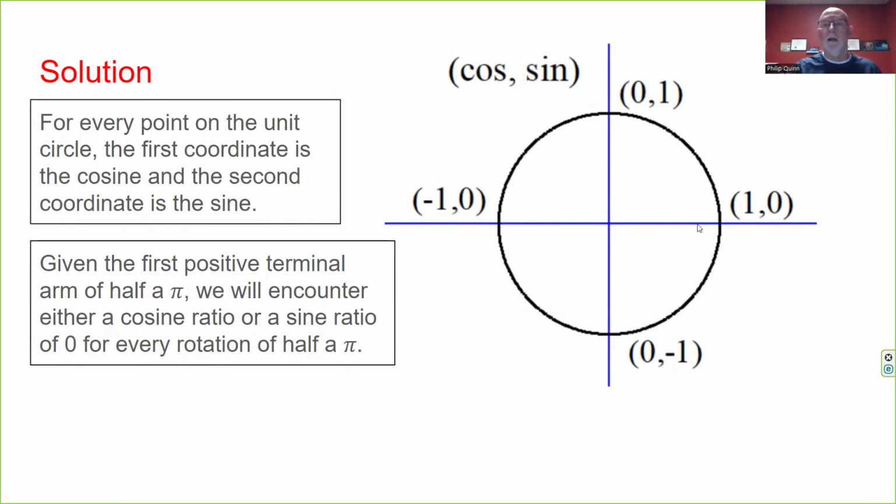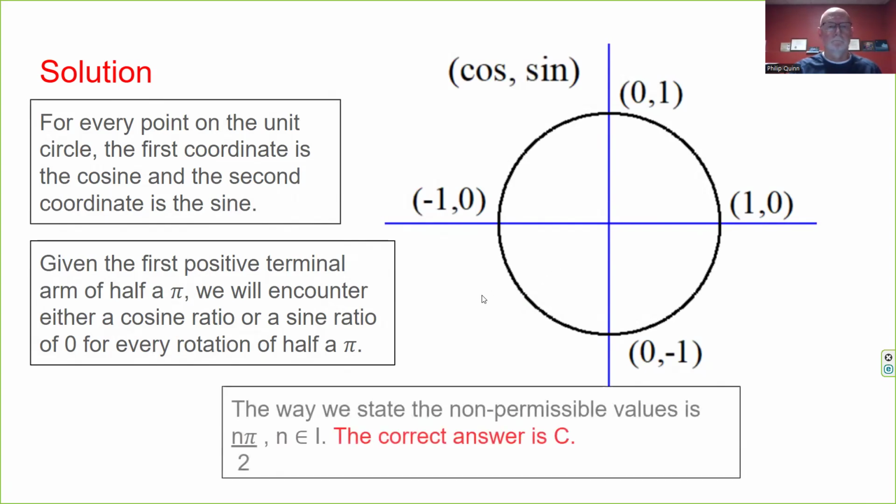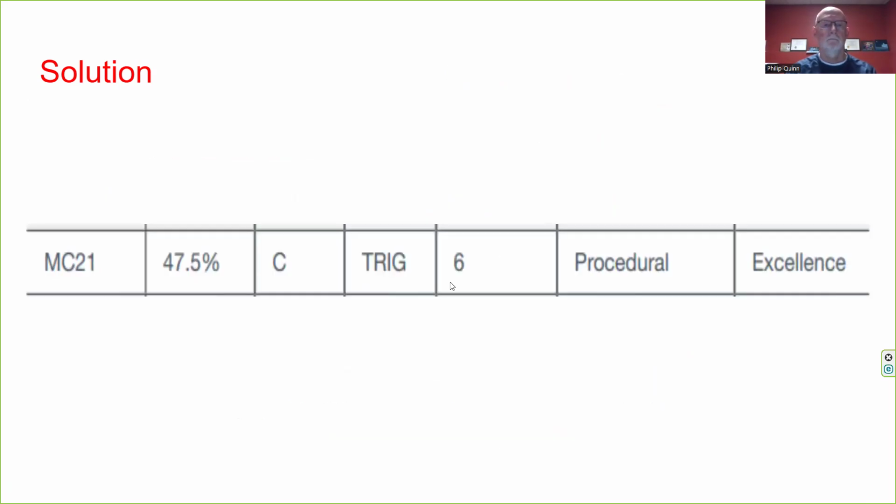Well, how do we write that? So the way to state the non-permissible values is n pi over 2, or half a pi n, if you will. Every half a pi, where n is an integer, we will get a cosine or sine ratio that is 0. Those are the non-permissible values, and so the correct answer is C.